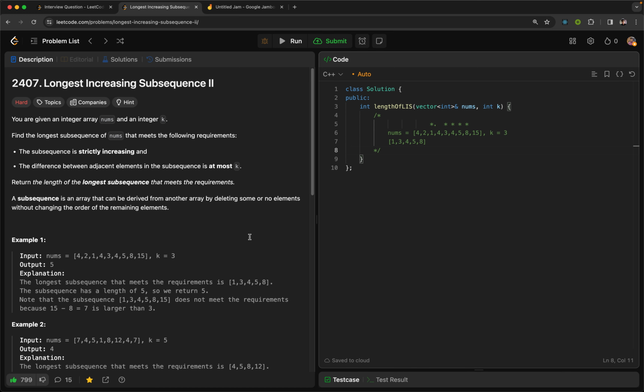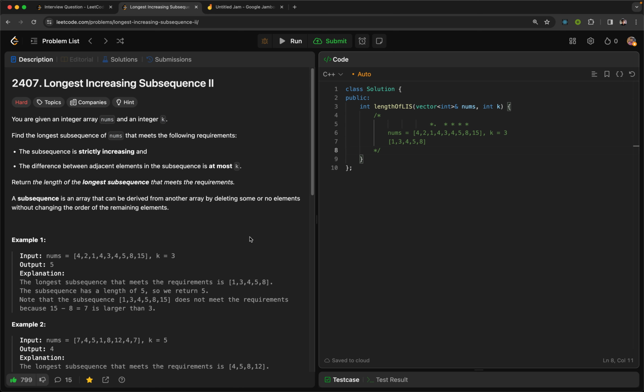So today let's try to solve a very interesting question on Leetcode, that is longest increasing subsequence 2. Now it is quite a hard question on Leetcode, and it is based upon the principles of dynamic programming, and for optimization we will be using segment trees. Now I'm picking this problem because it would cover various important topics, and it would pave the path for solving more complex questions related to these topics, right?